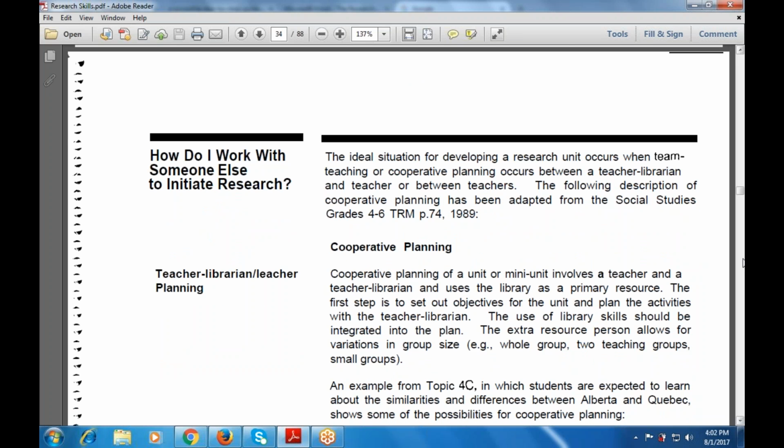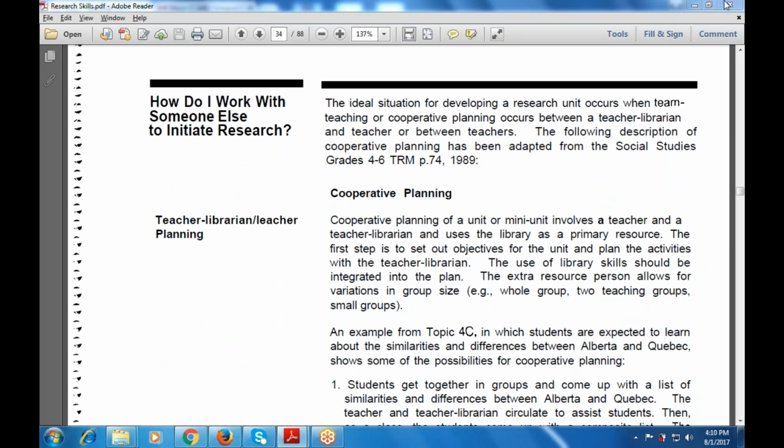Next is teacher librarian or teacher planning. Now the next part is cooperative planning. The ideal situation for research skills leads to team teaching or cooperative planning that occurs between a teacher librarian and the teacher or between teachers.